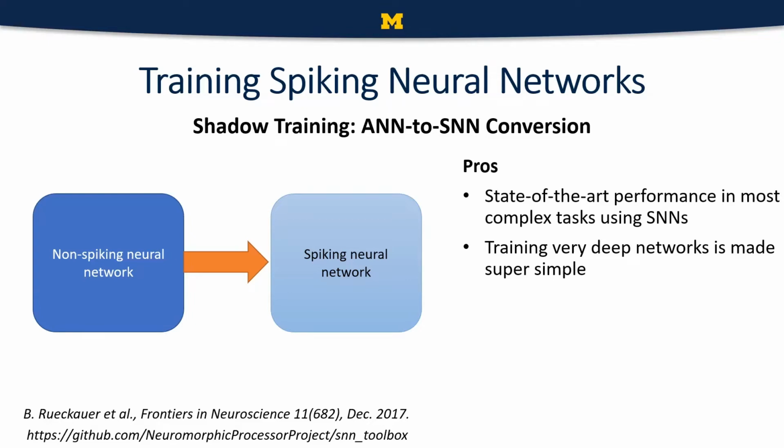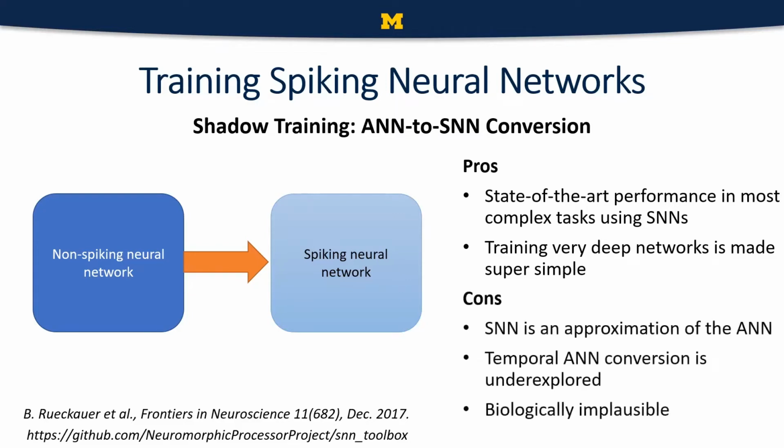And the problem there is that static data is not the real world. The real world is dynamic. The real world is time evolving. Everything is constantly changing. So that ANN to SNN conversion doesn't hold up for dynamic data. It also means that training networks is very simple. We just use what we already know about deep learning algorithms and gain all of their benefits.